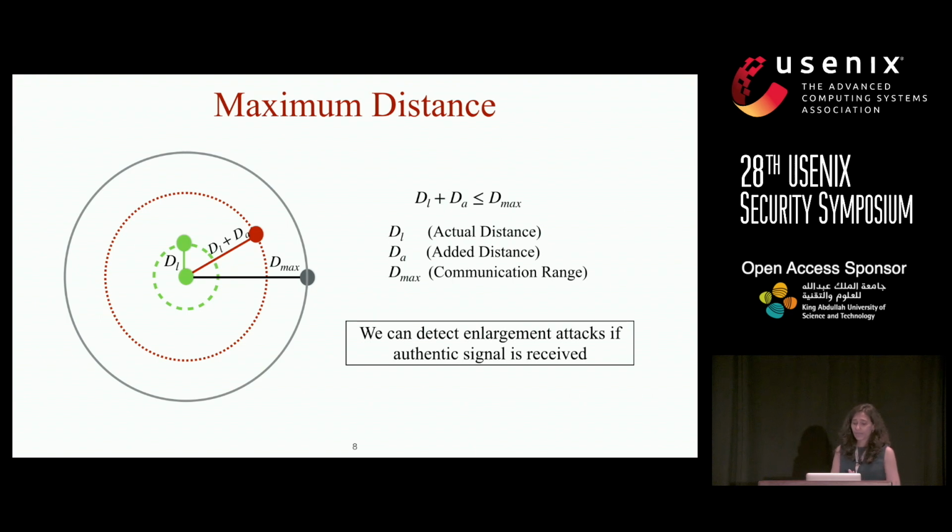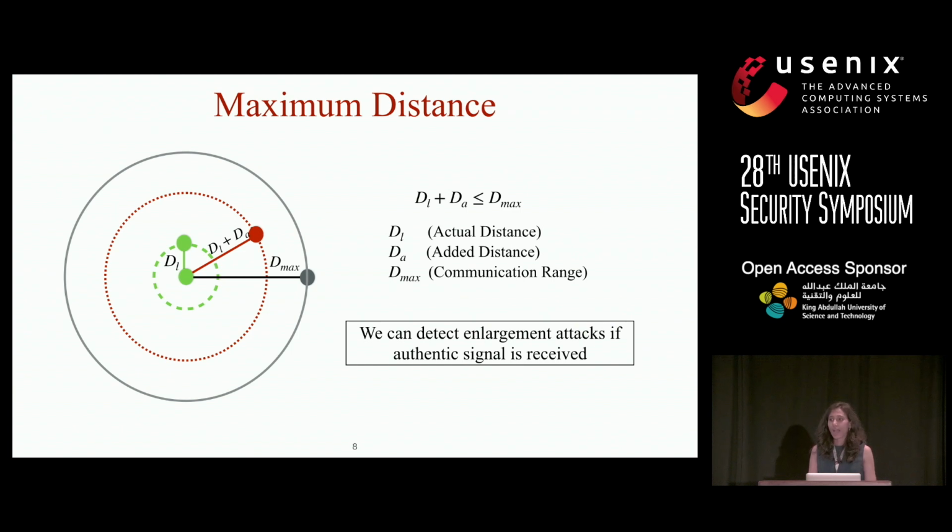So first of all, we have to limit that we can only achieve secure systems which are secure against distance enlargement attack if these two devices are in communication range. If the legitimate signal is not getting received at the receiver, there is no way of detecting this signal. So this is our first assumption: that these two devices are within the communication range, they are able to communicate with each other, and this signal is getting received at the receiver.